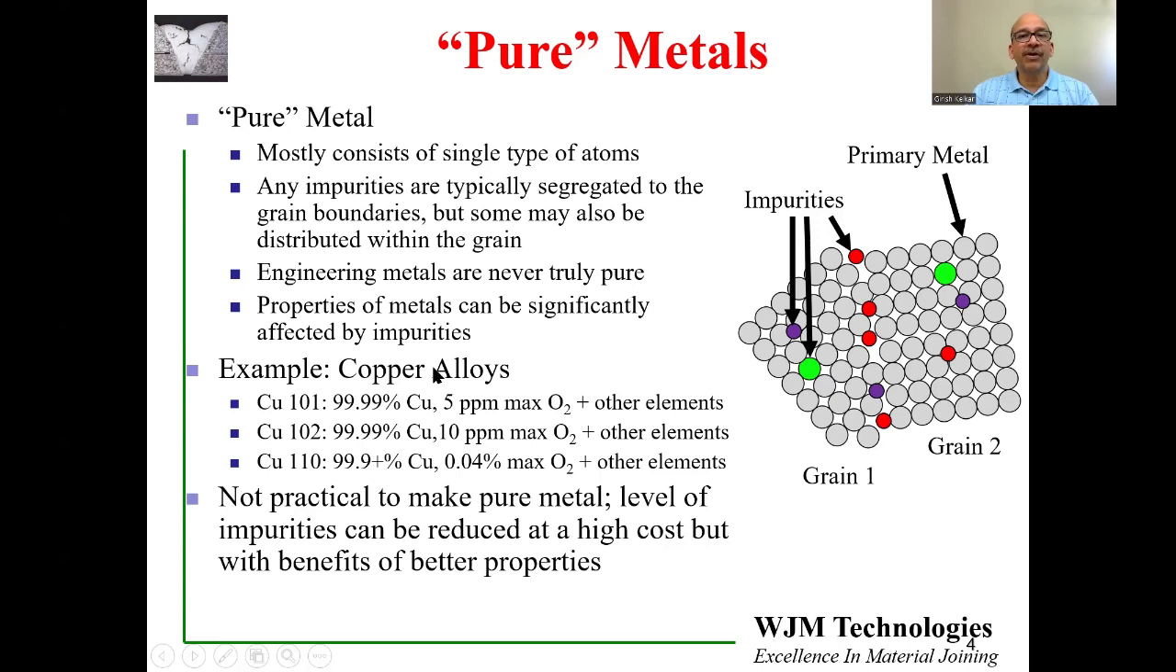To give you an example of what a pure metal sounds like, a pure metal, say copper 101, is 99.99% pure, but still has 5 parts per million oxygen and some other elements. The oxygen is the one which affects these properties, so that's why I've listed it out. Copper 102 is 99.99 with 10 parts per million oxygen. And copper 110 is 99.9 with 0.04% max oxygen. And you can actually buy these alloys with separate designations and separate properties.